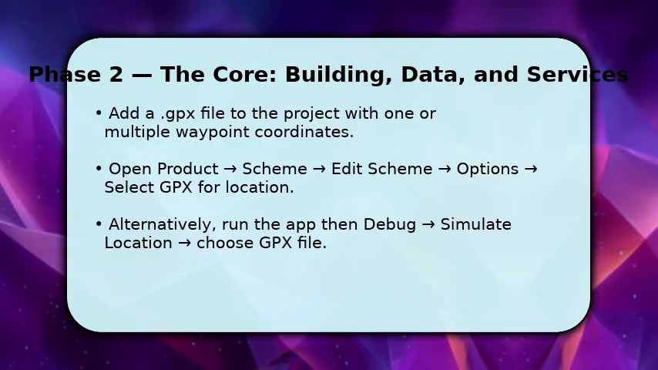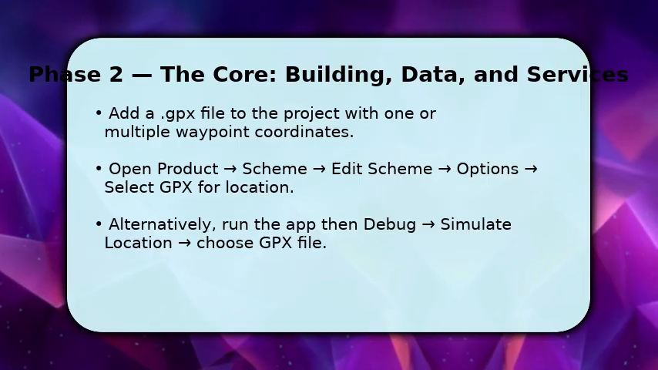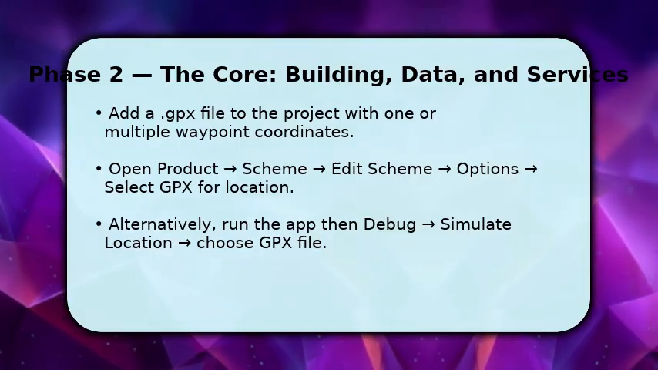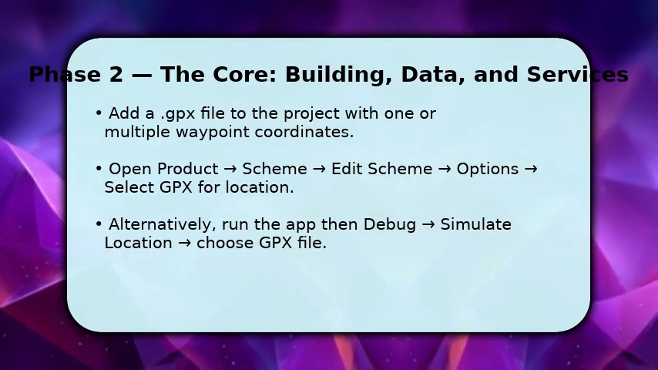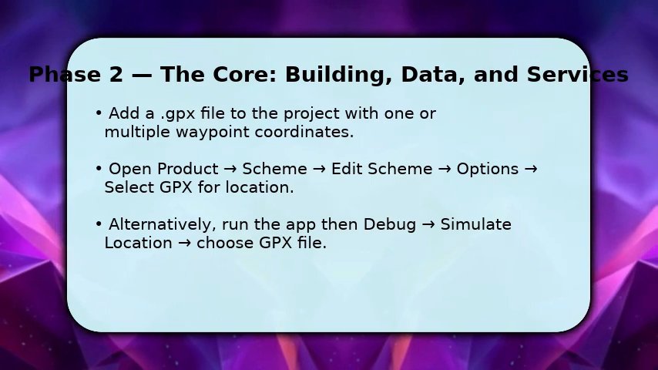Once done, build and run the app on your device. While the app is active, you can also use Debug, Simulate Location to switch files or waypoints. Make sure the GPX format is valid. Multiple waypoints produce a route versus a single fixed location.